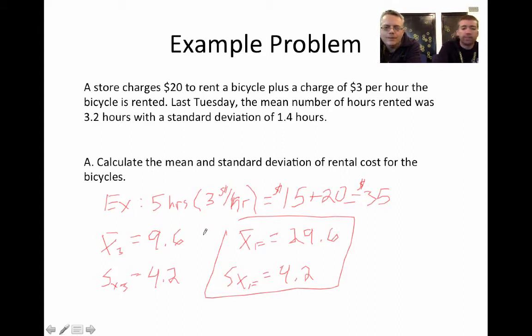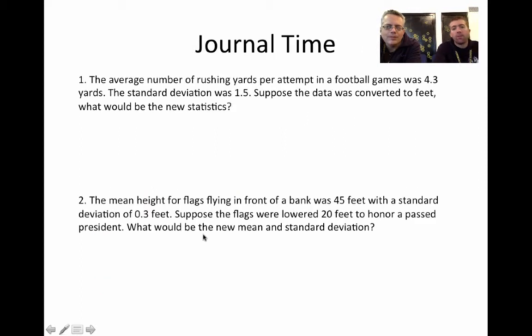Okay, good. All right. It is journal time. Already journal time. So here we have 2 problems. The average number of rushing yards per attempt in a football game was 4.3 yards with a standard deviation of 1.5. Suppose the data was converted to feet. What would be the new statistics? How many feet in a yard there, Mr. Miller? 3. All right. So yeah, multiply by 3. Probably should know that already, but we'll throw that in just to help you out.